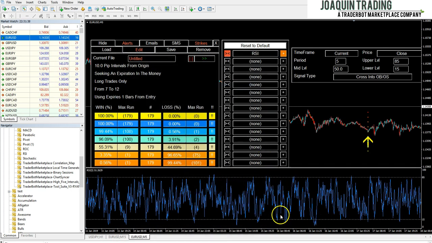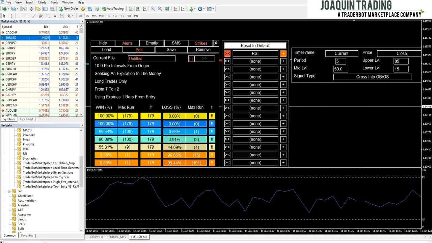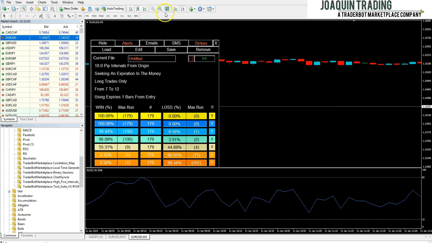Okay, now watch. You see this line up here, this white line, and this line down here? You know it's going to fire off a signal. If it's between your time frame, between 7 and 12, and the price gets up here, it's going to fire off a signal, or down here, or whatever. Let's look. I'm going to hide that.